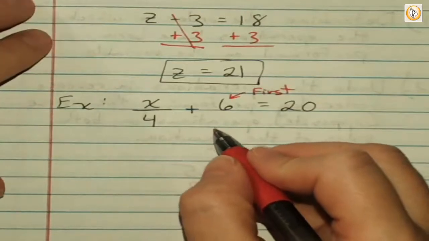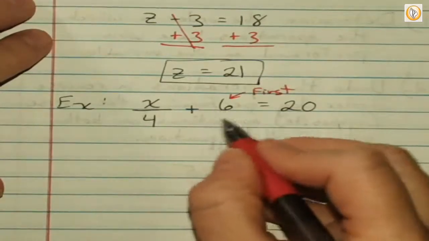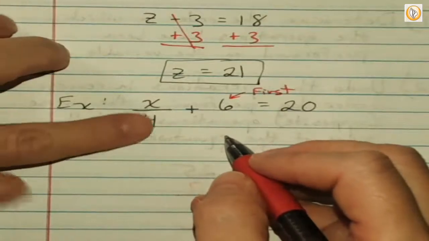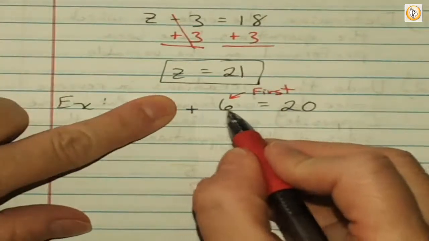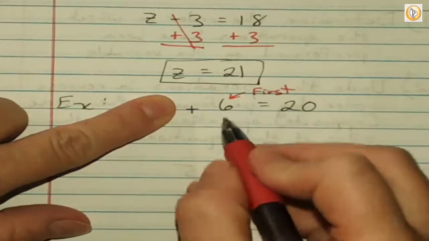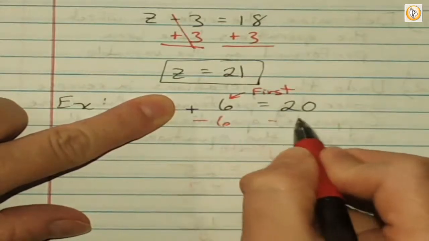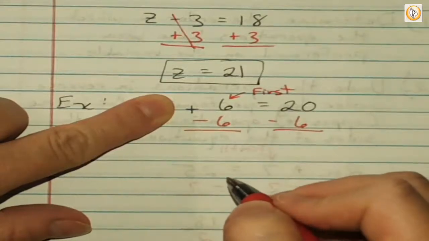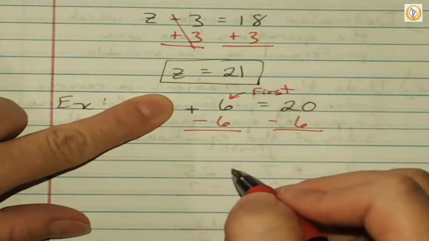Minus 4. We're getting rid of the 6. Oh, sorry, minus 6. Okay. What sign is in front of that 6? Plus. So she's correct. We're going to subtract 6 because we do the opposite. Do y'all all see that? Do you see that, Kelly? Mhm.